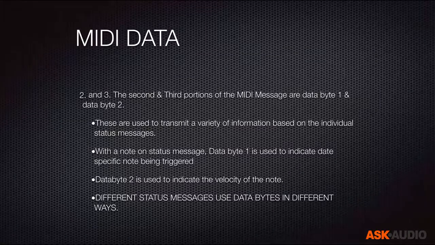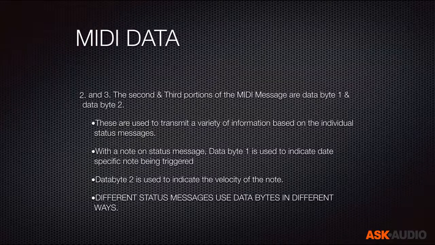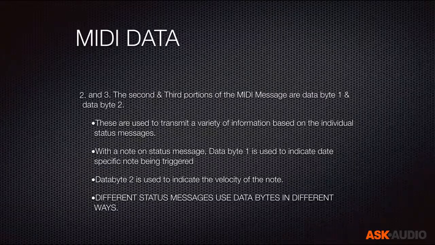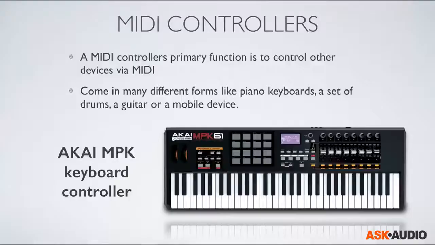If you have a different status message, something other than a note on, then data byte 1 and data byte 2 will be different depending on what that status message is. But for simplicity's sake, we're just going to deal with note on. Data byte 1 is going to tell it what note it is, and data byte 2 will say what the velocity of that note is.